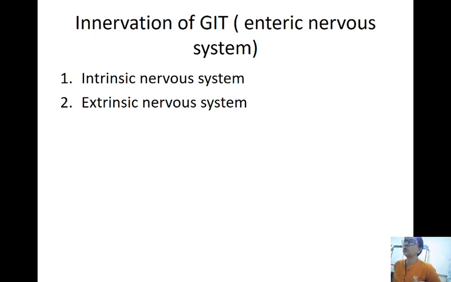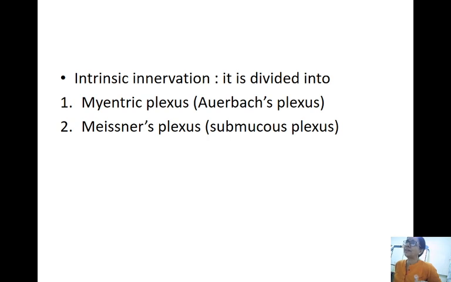I have already told you about those. Those are the myenteric plexus and the Meissner's plexus. The myenteric plexus is also called Auerbach's plexus and the Meissner's plexus is also called the submucous plexus. The myenteric plexus is present between the longitudinal smooth muscle layer and the circular smooth muscle layer, whereas the Meissner's plexus is present between the circular smooth muscle layer and the submucous layer. So it is divided into myenteric and Meissner's plexus.